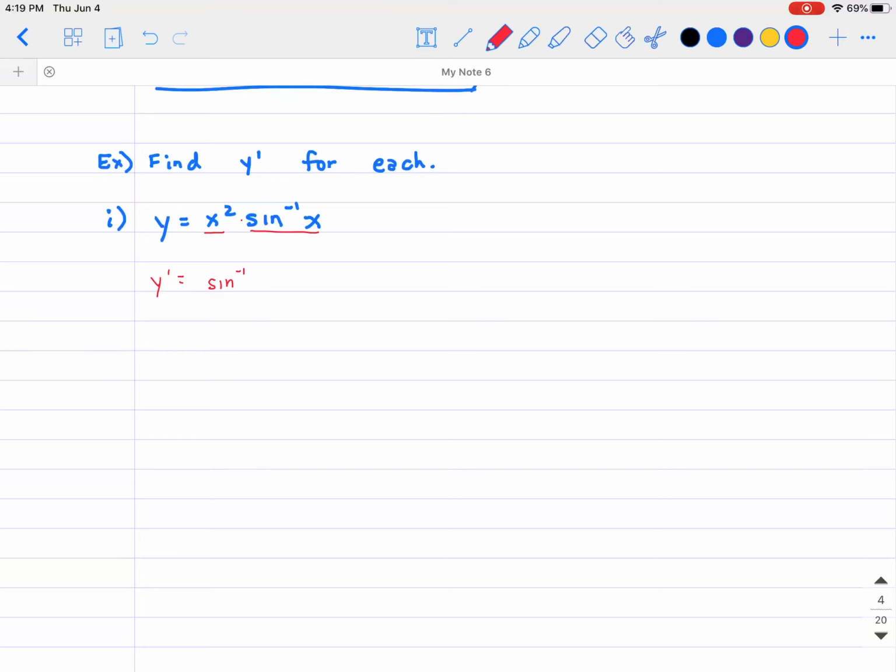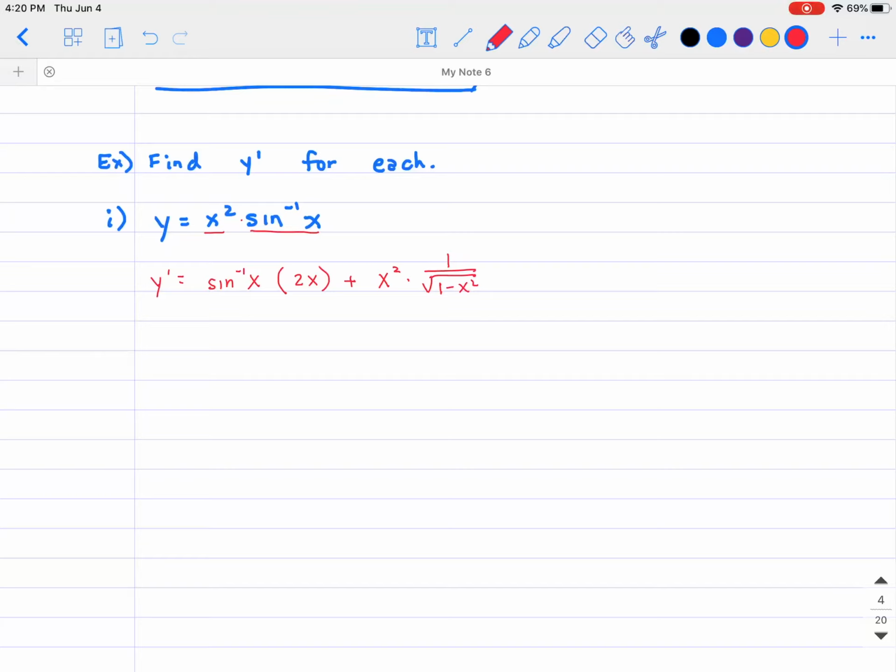So the product rule says, let's go ahead and take the second equation, multiply by the derivative of the first, so that's going to be 2x, and then plus the first equation, multiply by the derivative of the second. Now the derivative of sine inverse, we have that already, we derived it already, so that's going to be 1 over the square root of 1 minus x squared.